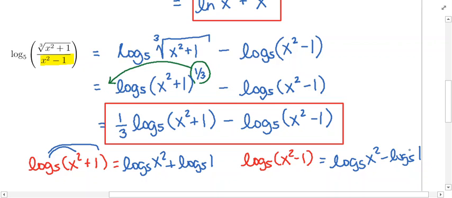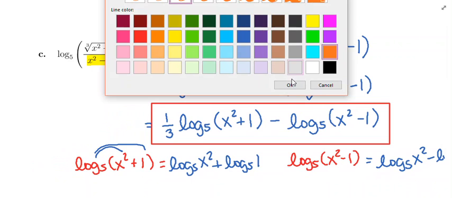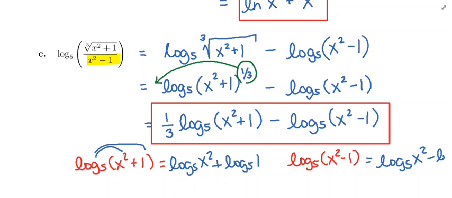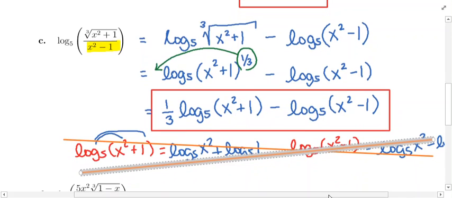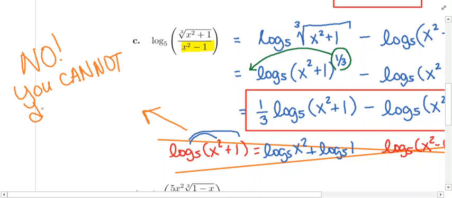You cannot distribute through logarithms. You absolutely cannot distribute through logarithms. I am putting a big time no. Let's do this, okay? This is a no-no. I'm putting a big no here. As tempting as it might be, it's not allowed. Okay, so I'm putting right here, no. You cannot distribute logarithms. It's an absolute no.